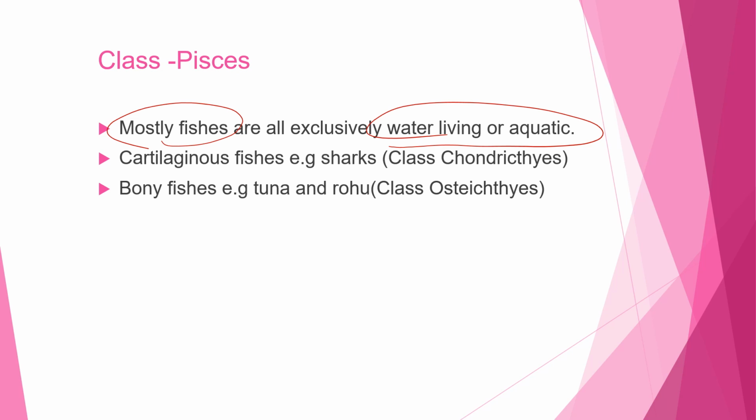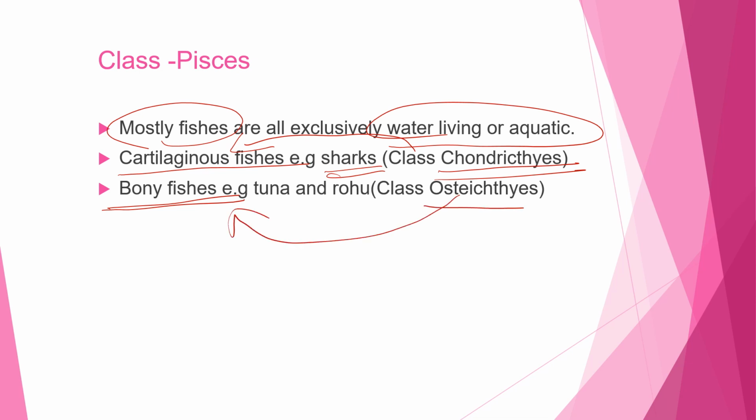But we can categorize the species under two categories. The first category is cartilaginous fish and the second category is bony fish. Cartilaginous fish are sharks and they are under the class Chondrichthyes. This term Chondrichthyes refers to cartilaginous fish, and bony fish is Osteichthyes.